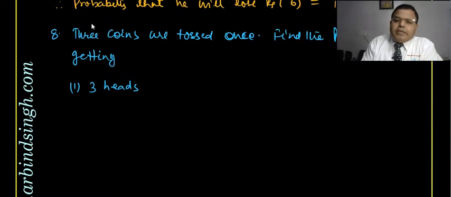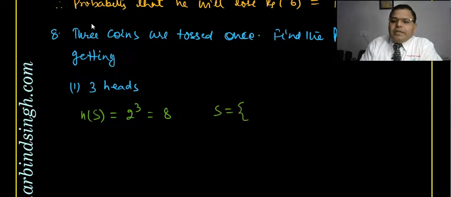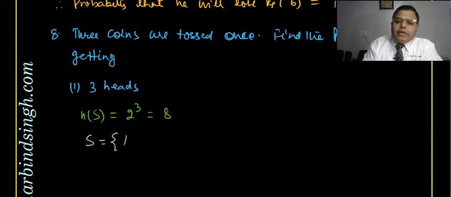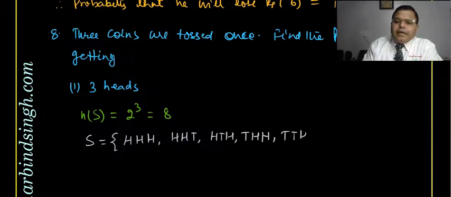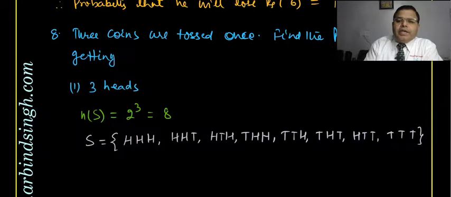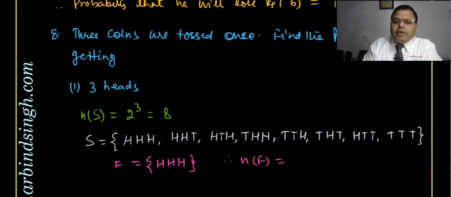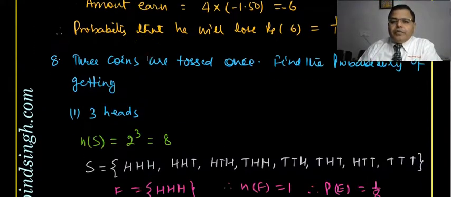So when 3 coins are tossed, the sample space will be 2 to the power 3, that is 8, and NS will be 8. The sample space can be described as S equal to HHH, HHT, HTH, HTT, THH, THT, TTH, TTT. This is the possibility. So three heads will come here. The favorable case is only HHH, that is one. Hence the probability of the event is 1 by 8, NF by NS. So this is the very first question. I hope you got it.